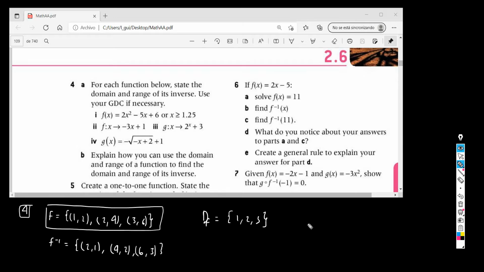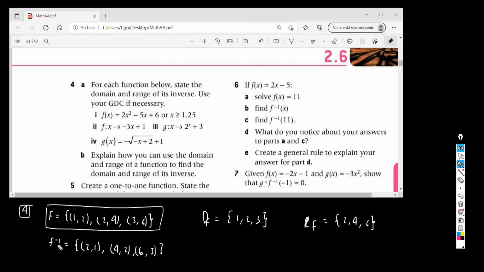What is the range of a function? By definition, it's the set of all its outputs. What are the outputs in this function? 2, 4, and 6. That's the range of this function. The domain of f is this much, and the range of f is this. That's it. So far, so clear, right?